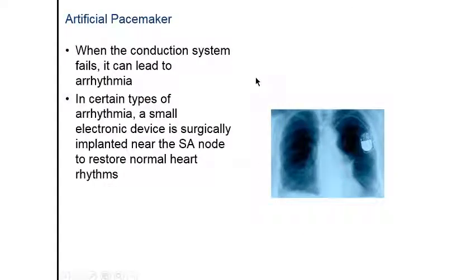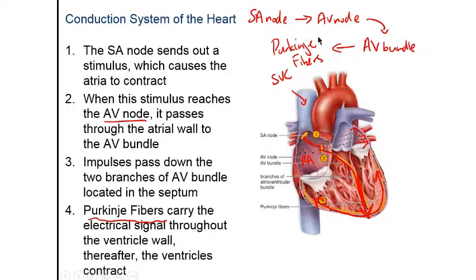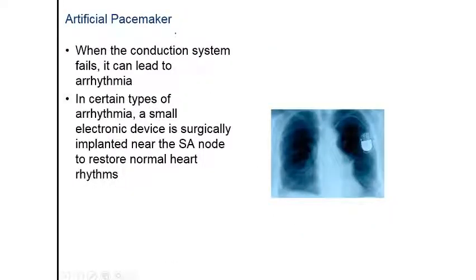When the conduction system fails, right, if there is some problem with this pathway, and if the problem is with the SA node, then it could lead to what we call arrhythmia. Right? Arrhythmia is basically irregular heartbeat, and in order to fix that, medication might be used, but other times you might have to implant an artificial pacemaker, which is an electrical device that will send out periodic electrical signals to tell your heart to beat. Basically, it replaces your natural pacemaker.